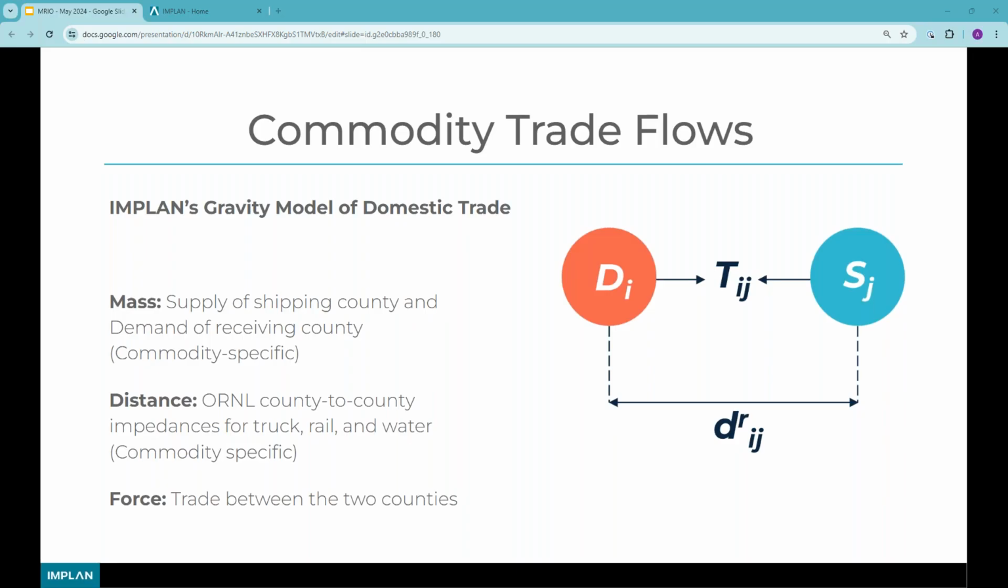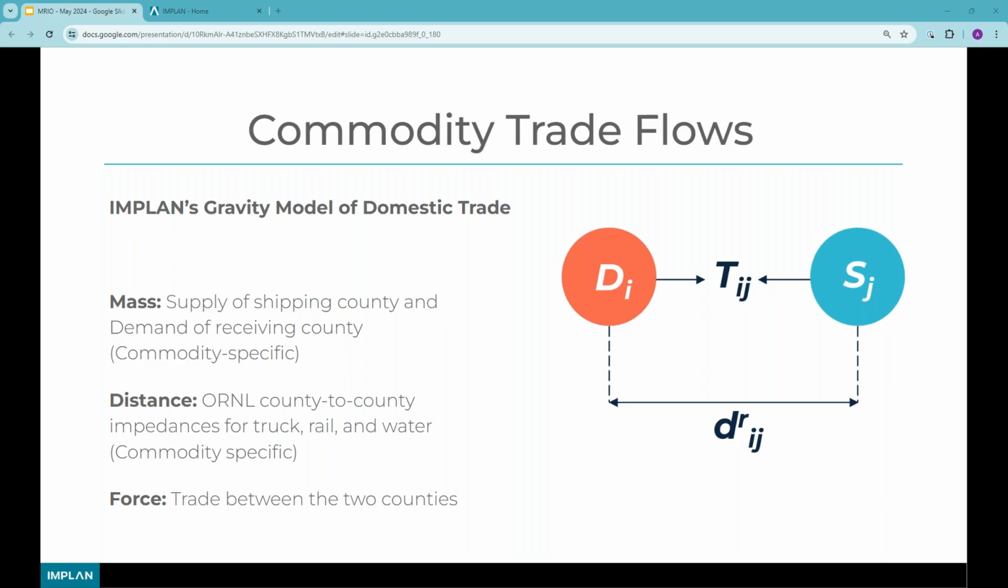The gravity model is based on Newton's law of gravity, whereby the force between two masses is going to be a function of the size of the masses and the distance between them. The law states that the attraction between those two masses is directly related to the size and inversely related to the distance. In this case, the masses are going to be the places, the counties, and the force that we're going to have is the trade itself.